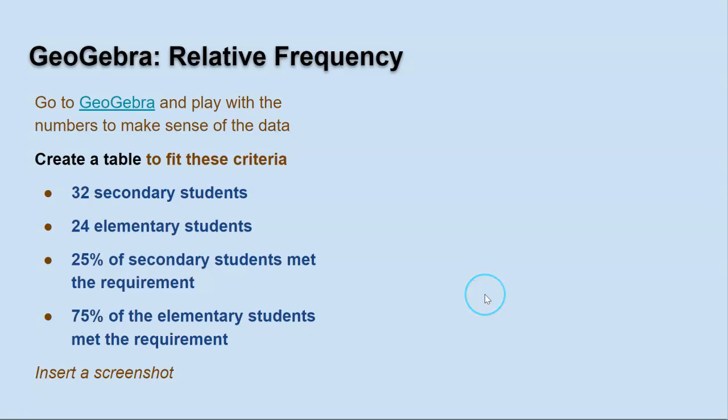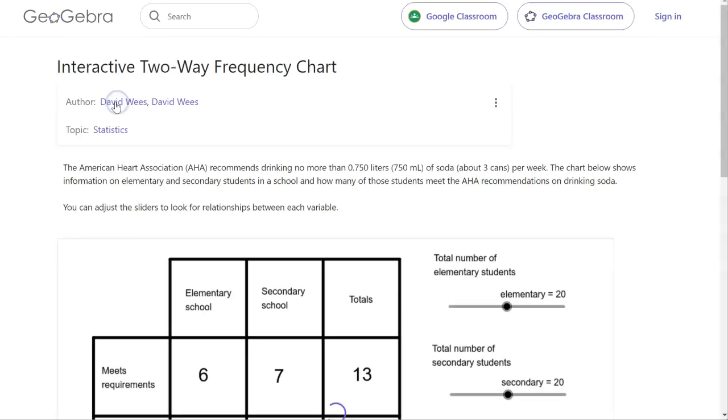The first task in slides is going to be a GeoGebra relative frequency task, and they're creating a table to fit the criteria that are given on the slide. So they need 32 secondary students, 24 elementary students, 25% of the secondary students need to meet the requirement, and 75% of the elementary students need to meet the requirement, and you'll see what I mean.